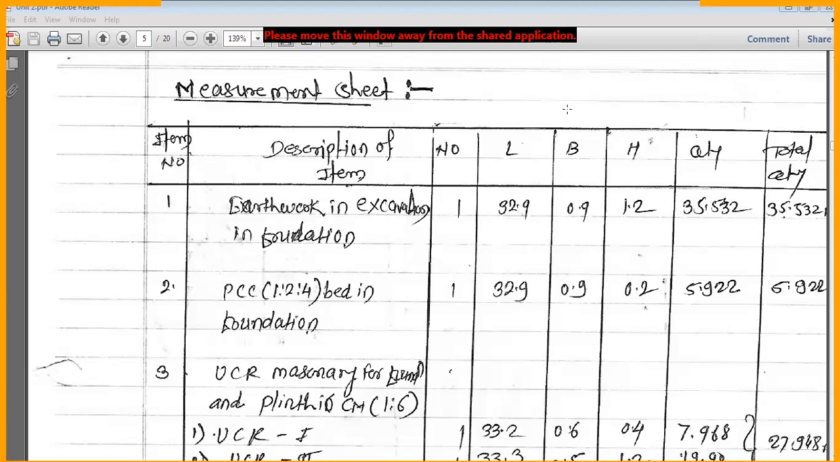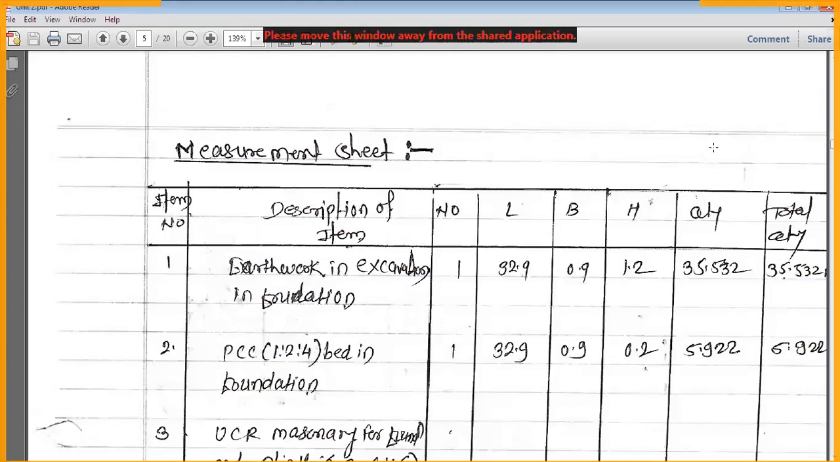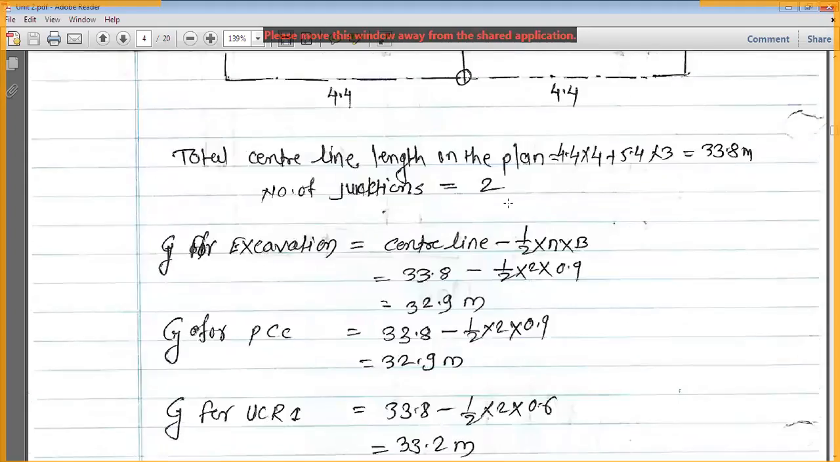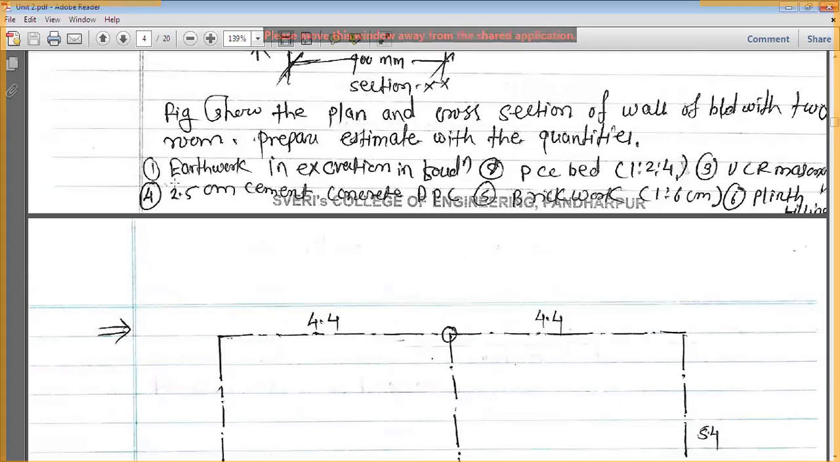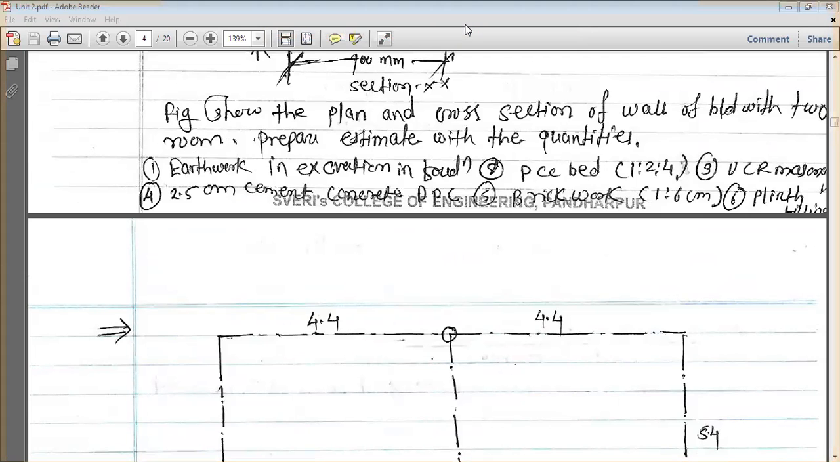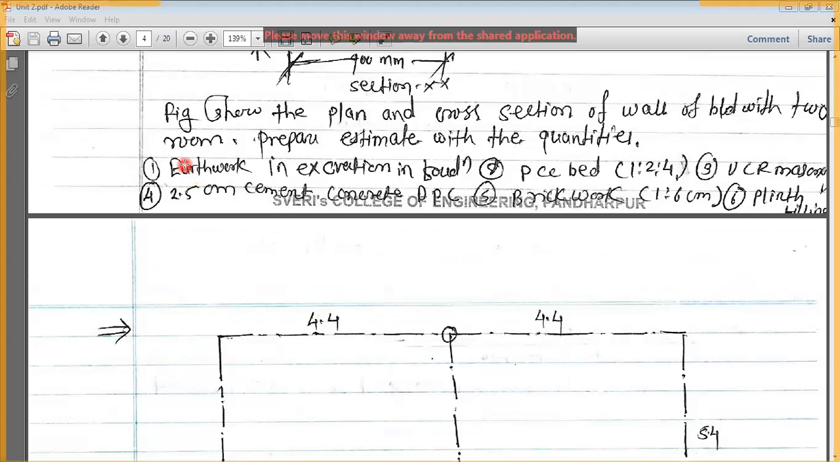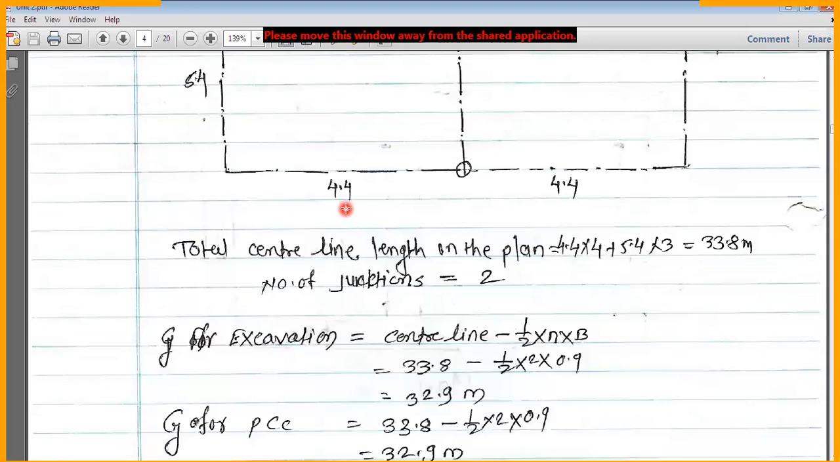So coming back to the point, the first quantity they have asked is nothing but our measurement sheet, earthwork in the excavation. See what they have asked: earthwork in the excavation. I will use the lighter so that, see what is the first thing they have asked us. They asked us the earthwork in the excavation, that is in foundation. That is the first quantity that we have to determine.